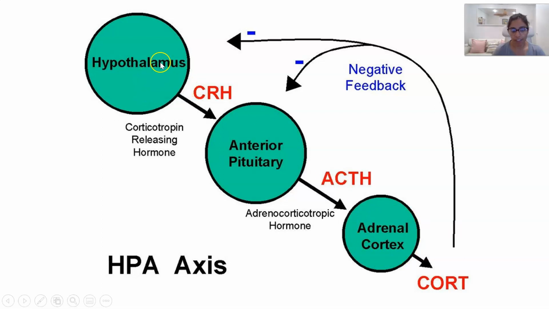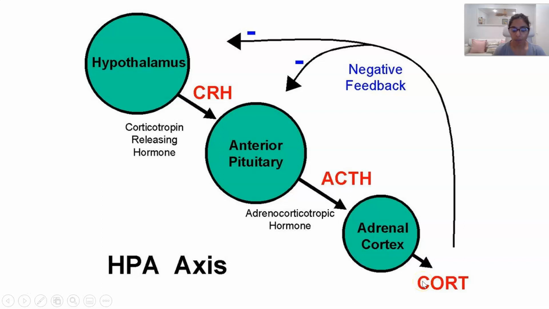So by releasing factors from the hypothalamus, stimulating the anterior pituitary gland, the anterior pituitary gland will stimulate the adrenal cortex, which will then secrete more cortisol. Okay, so if we are under stress and we want to secrete more cortisol, this is the chain reaction that takes place in order to reach our end goal.